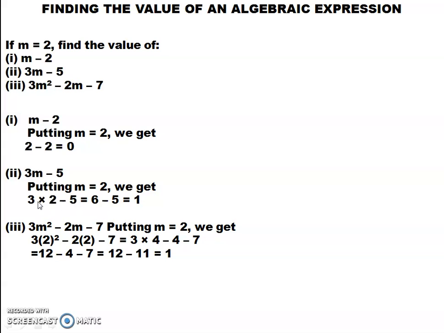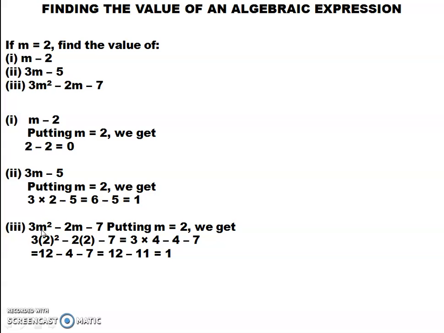Students, you know the BODMAS rule. So, first you have to do the multiplication and then subtraction. So, 3 into 2 equal to 6. 6 minus 5 equal to 1. So, when you put the value of m equal to 2 in the algebraic expression 3m minus 5, you get the value of the expression as 1.